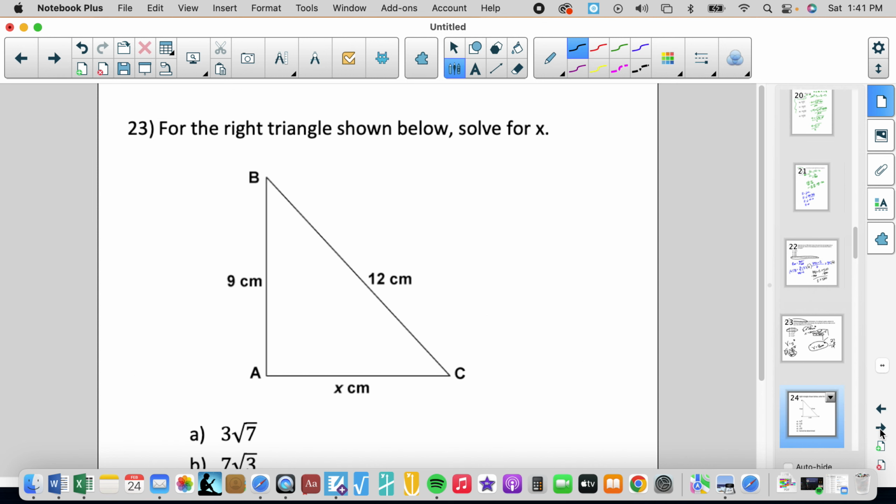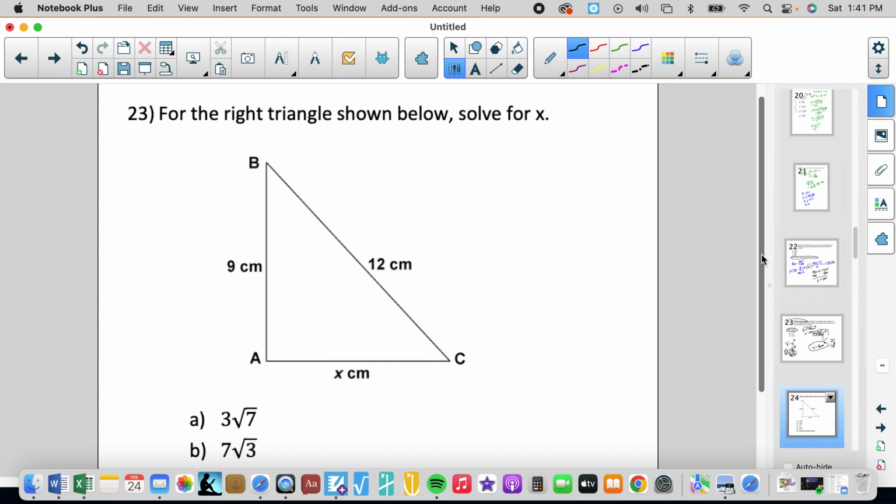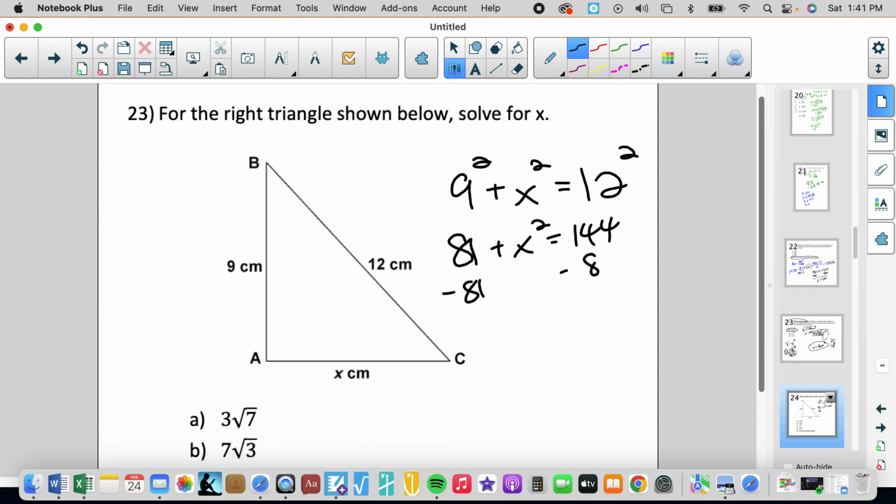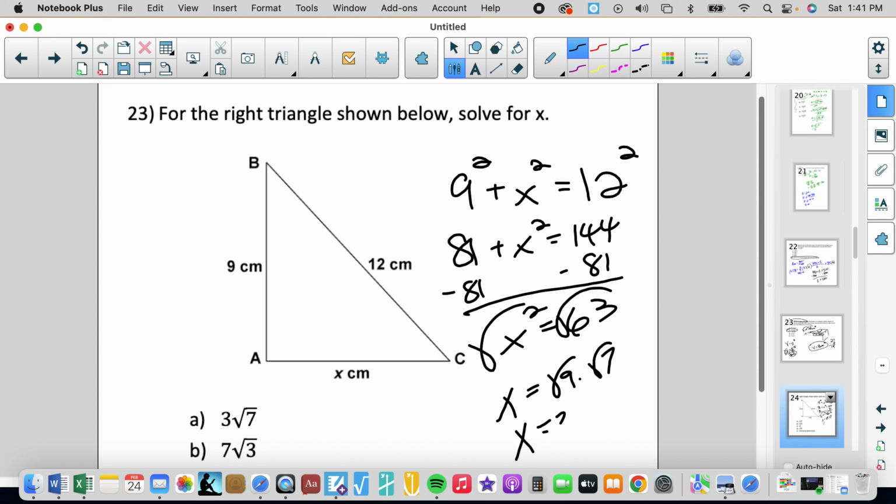If you want to be proficient in Algebra 1, you kind of need to know how to do all this. This is pretty straightforward. We're going to use the Pythagorean theorem. The square of each of the legs should equal the square of the hypotenuse. 81 plus x squared equals 144. Minus 81 gives us x squared equals 63. Square root, x equals, we can break that into rad 9 times rad 7, or 3 rad 7, which is A.